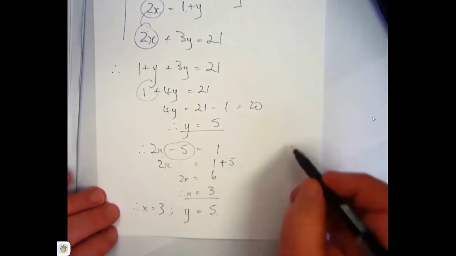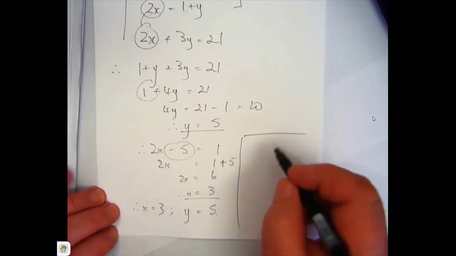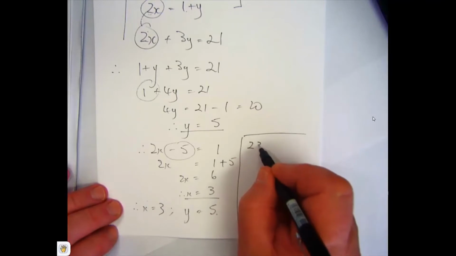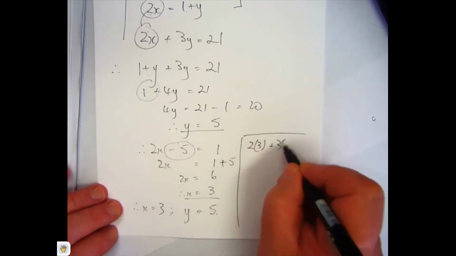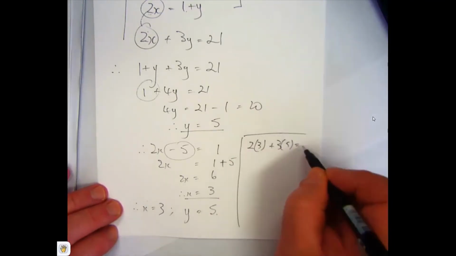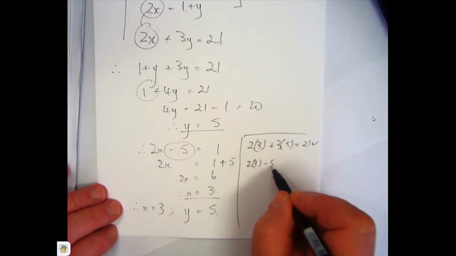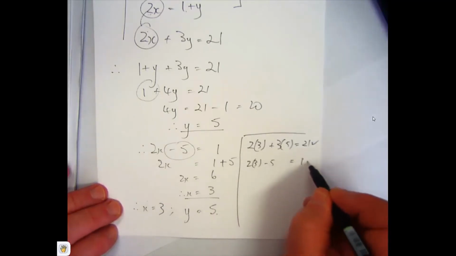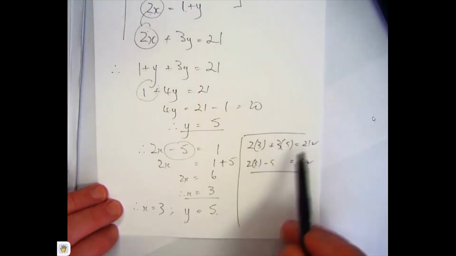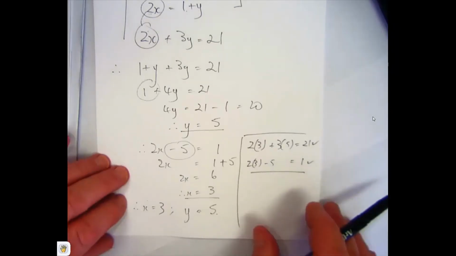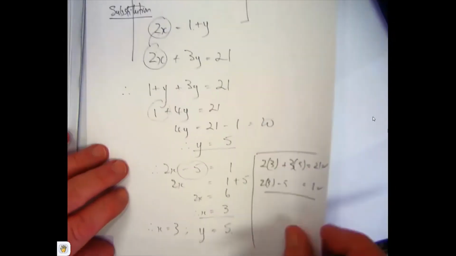Now, if you want to do a little check for your own peace of mind, let's do that. We put the numbers back in here. 2 times 3 plus 3 times 5, that's 6 plus 15, which is 21. That's correct. That's good. Okay, 2 times 3 minus 5, 6 minus 5 equals 1. So the little check there is good for the examiner as well, because you can check to see whether you've done the correct method and you know that your answer is right. So very good.